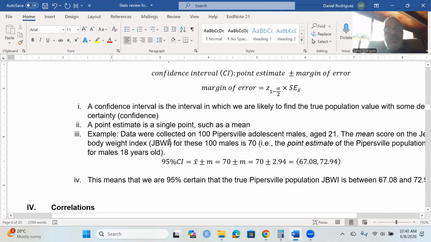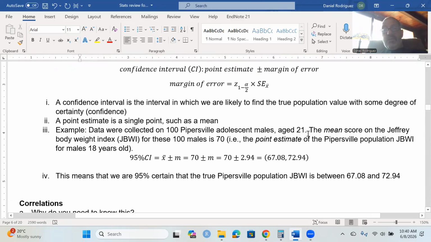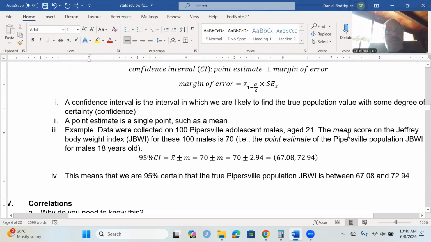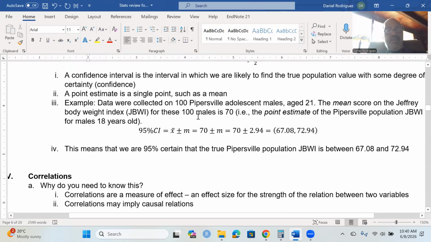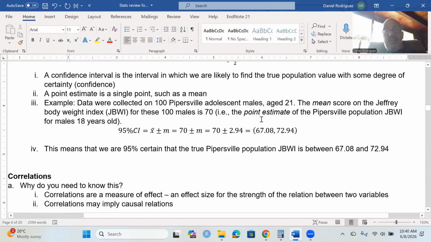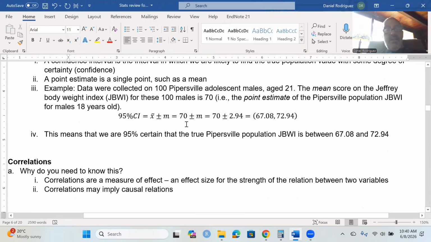Like in this case here, let's see, they were collected from 100 Pipersville student adolescent males, age 21. The mean on the Jeffrey body weight index for these 100 males is 70. Okay, so that's the point estimate, right? But we know with 95% certainty that the true population mean value is somewhere between 67.08 and 92.94, rather than 70 is just an estimate.